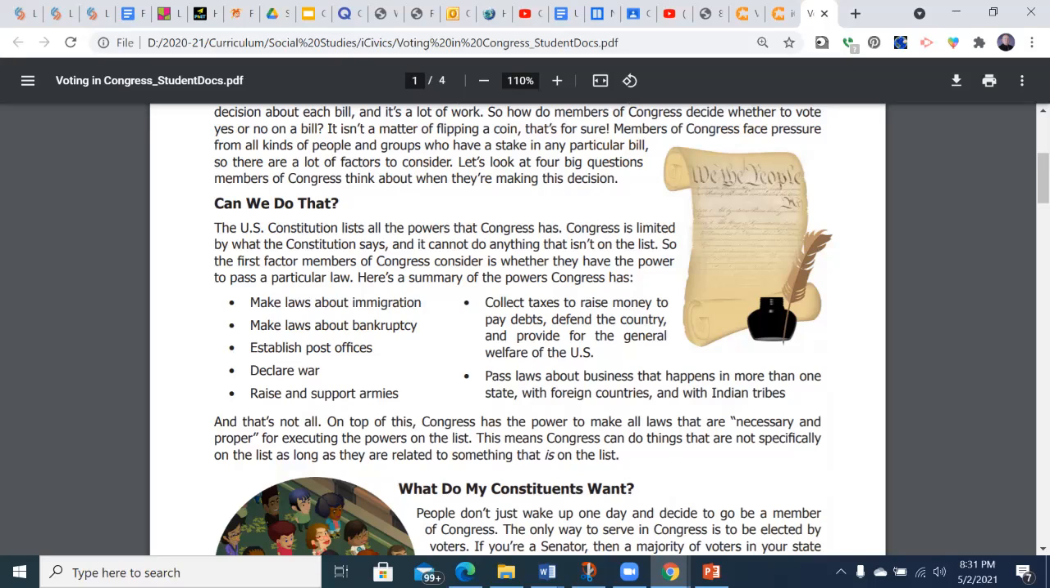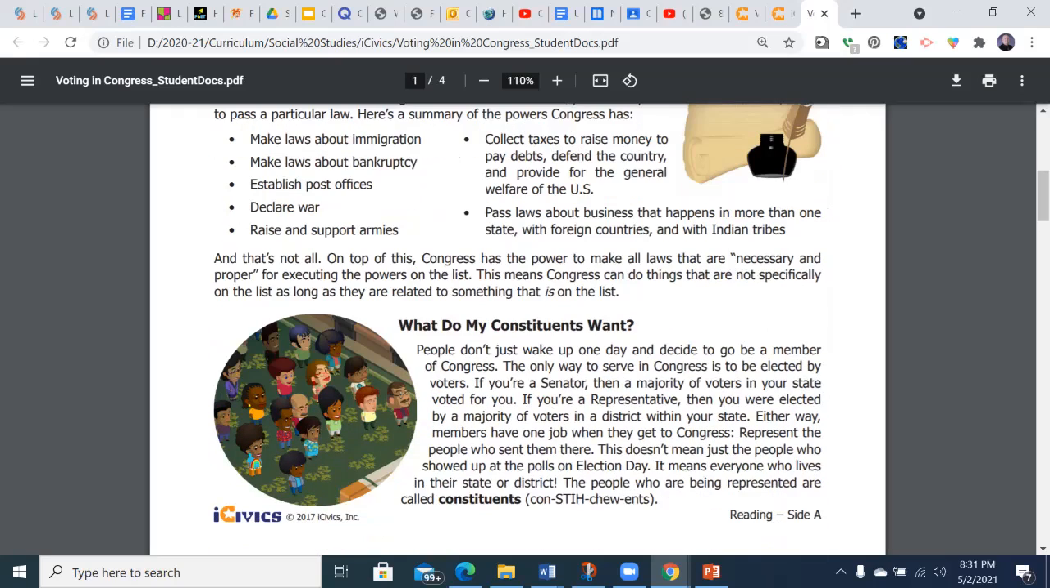Make laws about immigration, make laws about bankruptcy, establish post offices, declare war, raise and support armies, collect taxes to raise money to pay debts, defend the country and provide for the general welfare of the United States, pass laws about business that happens in more than one state, with foreign countries, and with Indian nations. And that's not all. On top of this, Congress has the power to make all laws that are necessary and proper for executing the powers on the list. This means Congress can do things that are not specifically on the list as long as they are related to something that is on the list.